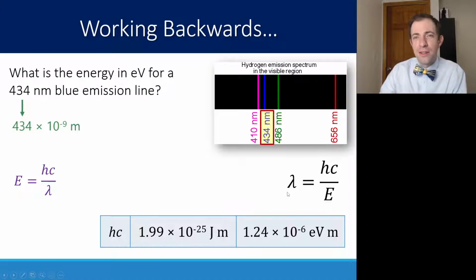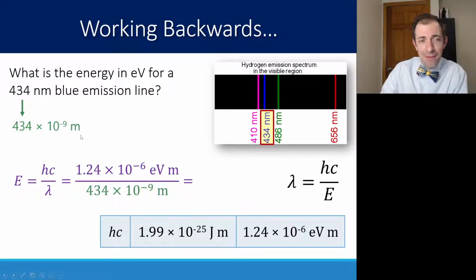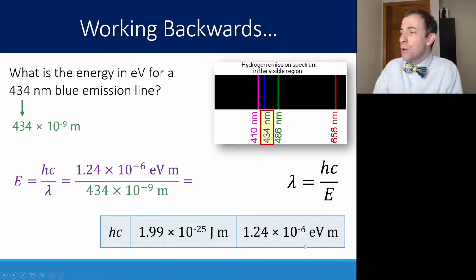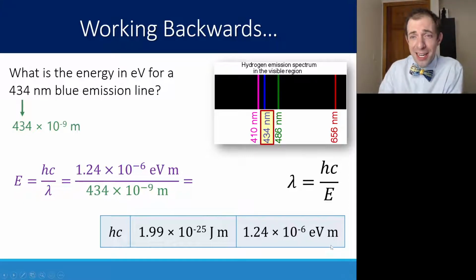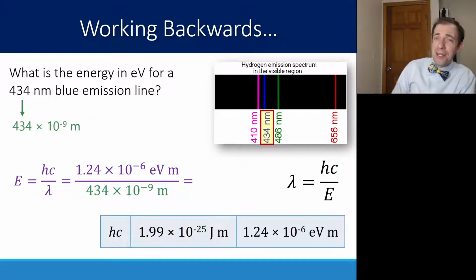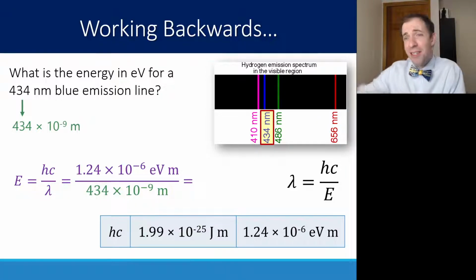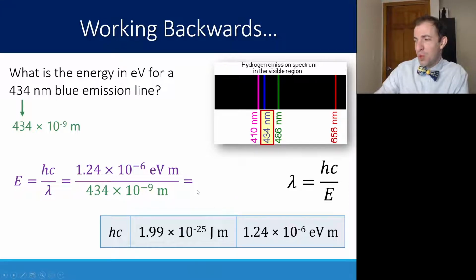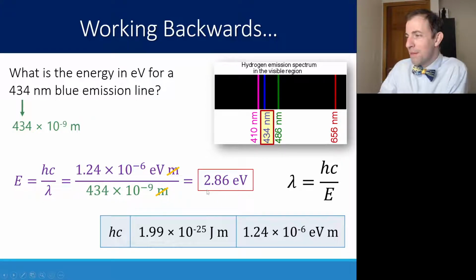Now, if I rearrange this formula to solve for E, E is hc over lambda. I'm going to plug in that meters for lambda, 434 times 10 to the negative ninth, and I'm going to use my hc value, my shortcut, using electron volts again. That is more commonly seen in these atomic spectra energy level charts. You might also see joules in there, and if so, use the one that's joule meters to be a little bit shorter and easier to get to. If I cancel out the meters, I end up with just electron volts, which gives me 2.86 electron volts.